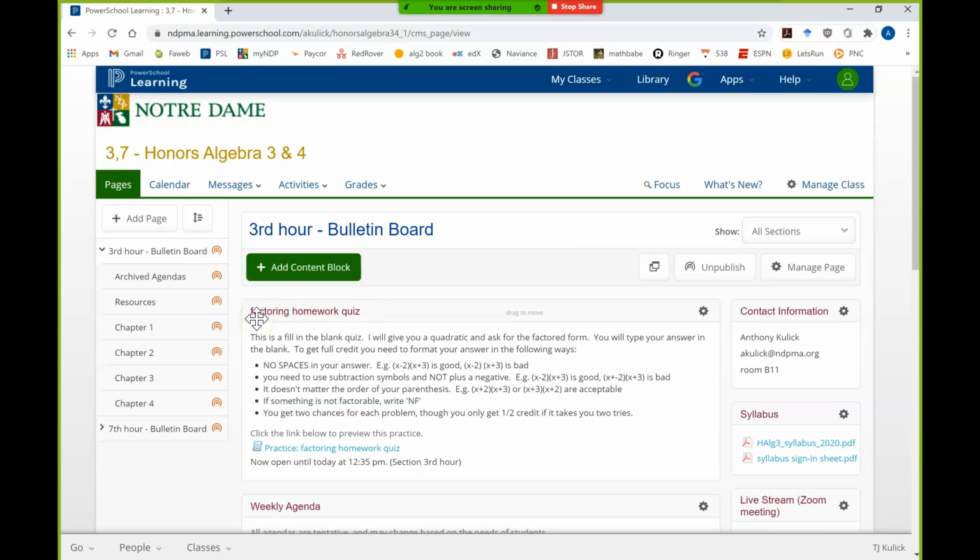It is timed. You have 10 minutes to complete this once you've started it. It is a fill-in-the-blank quiz. So the way this will work is I'm going to give you a quadratic and ask for the factored form. And then you're going to type your answer into the blank. Now, if you've done these fill-in-the-blank quizzes on PowerSchool before, you know that it can be kind of picky about how you're formatting your answer. So I want to be real clear about what your answer needs to look like in order for the program to accept it. To get full credit, you need to format your answer the following way.